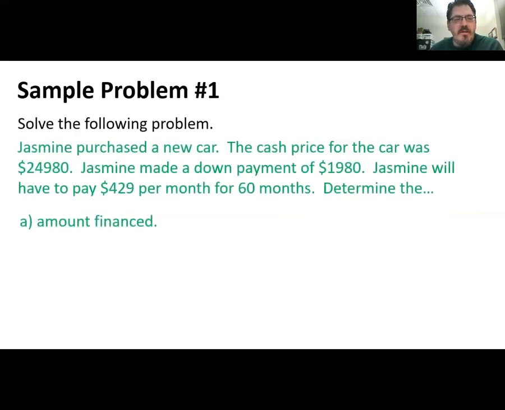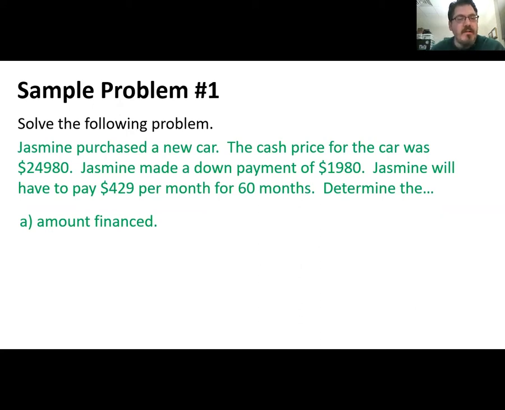Alrighty, so let's jump into our problem. The situation is this. Jasmine has purchased a new car. The cash price for the car was $24,980. She made a down payment of $1,980. She will have to pay $429 per month for 60 months. So we're going to determine a bunch of different things about this situation where she is paying in installments, paying these monthly payments.